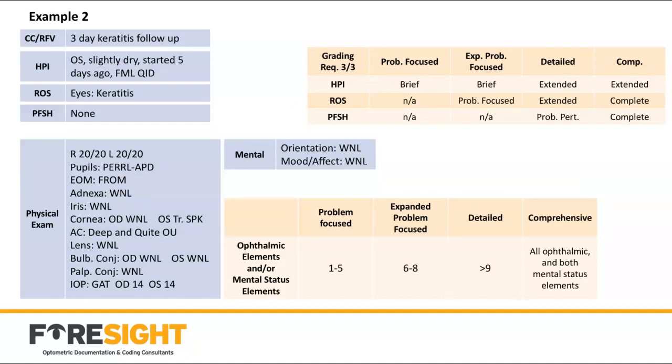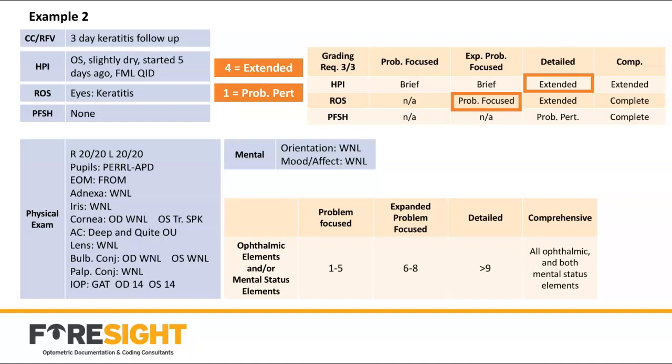So this is the follow-up for this patient. It's a 3-day follow-up, keratitis exam. We do an HPI. The HPI is going to be very similar to the first time, right? So we have an extended HPI where the left eye is still a little dry. We started a few days ago, and they're taking fluorometholone 4 times a day. So we have 4 for the HPI.